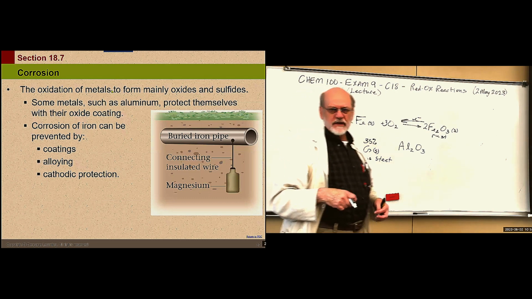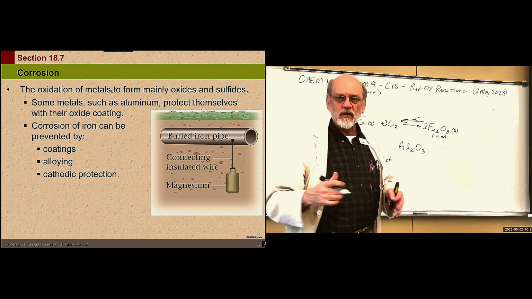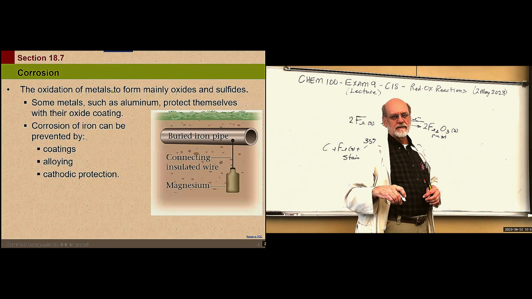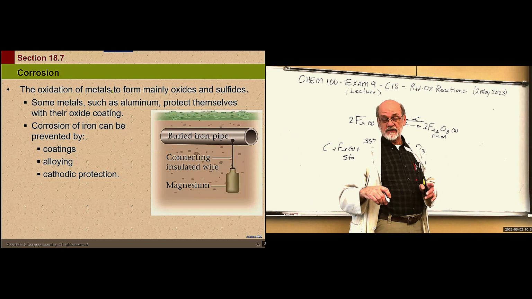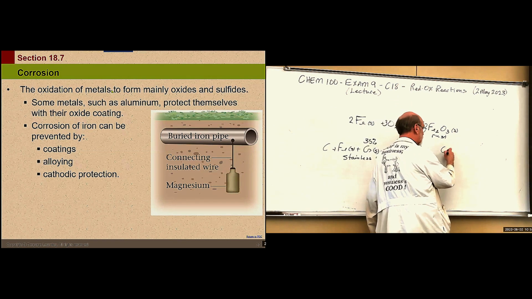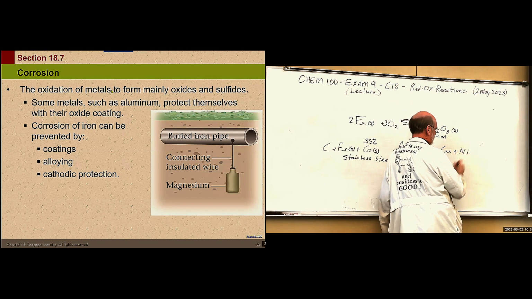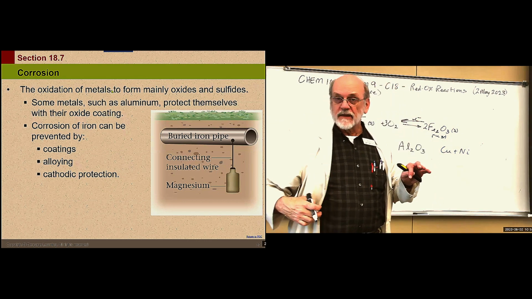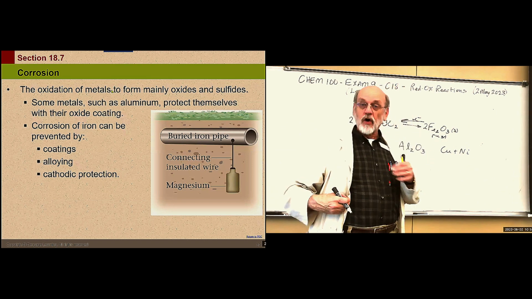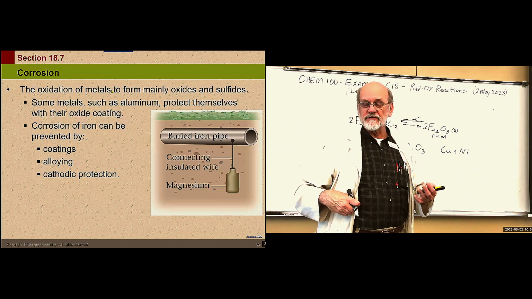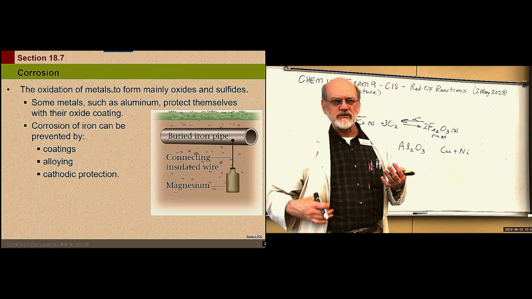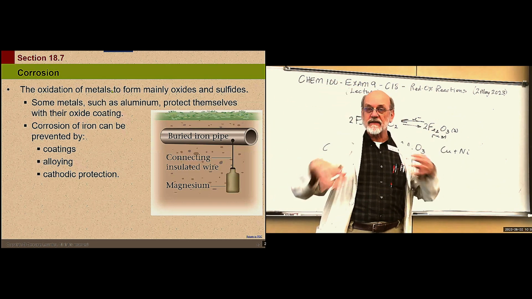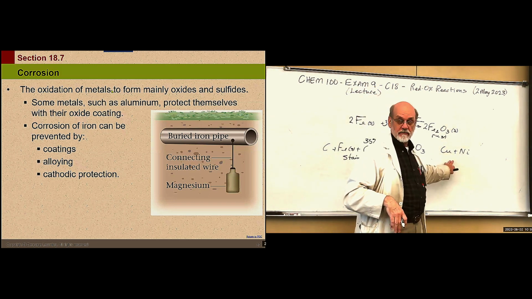Okay, so we can form alloys. Other alloys, brass, for instance. Brass is copper and nickel. And the copper will eventually corrode, but if you put a little nickel with it, it holds up a lot better in corrosive environments. So that's why a lot of the fixtures on ships, due to the salt water spray that's constantly hitting them, are made out of brass.